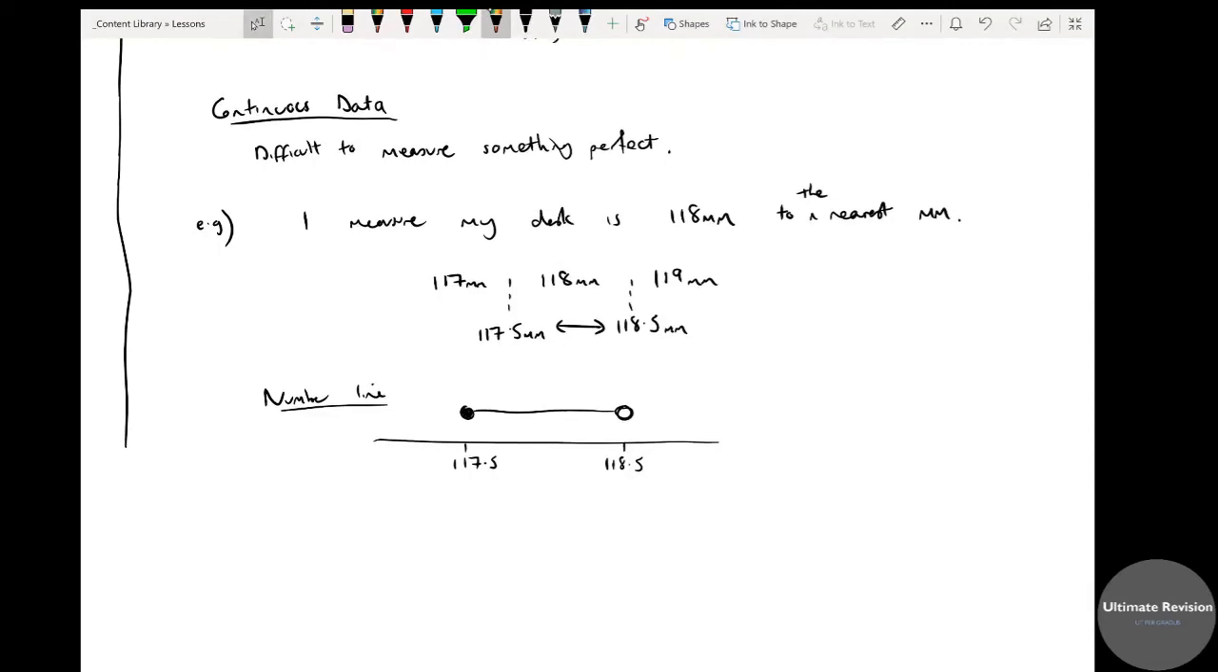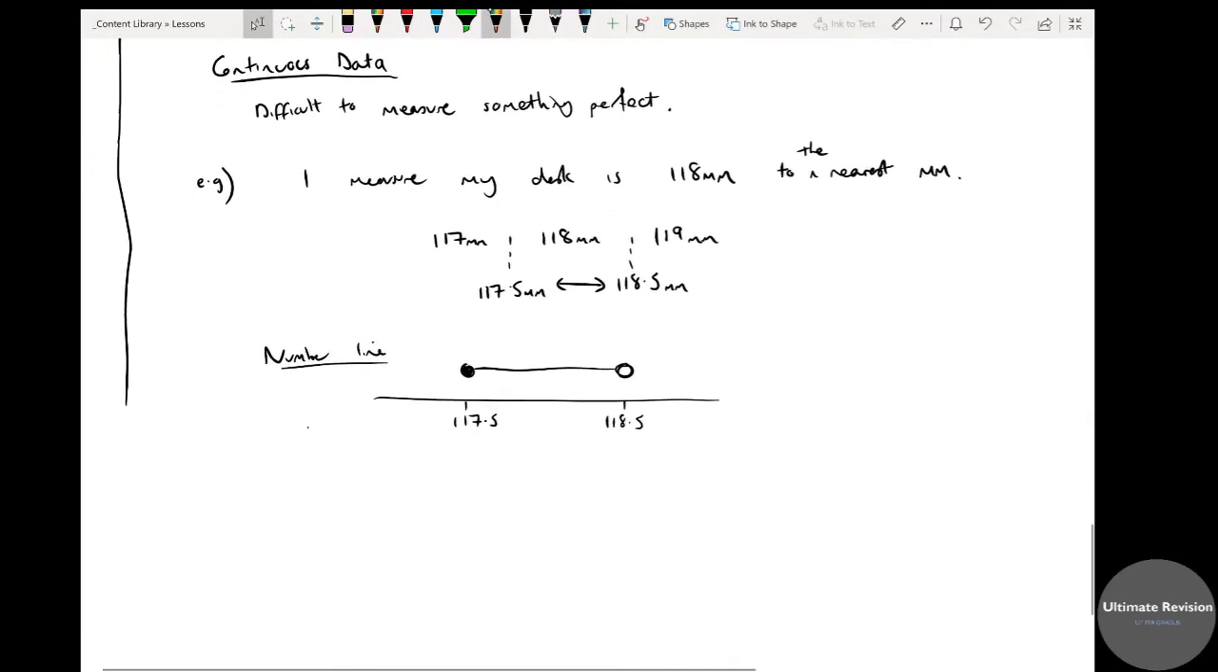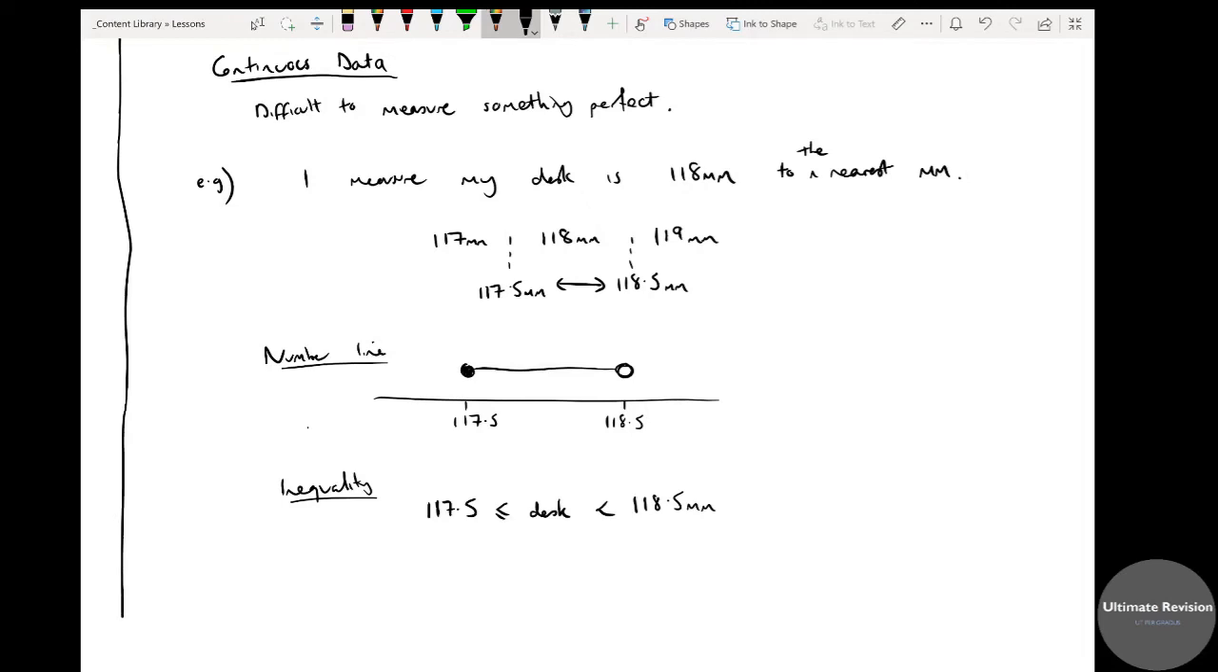So you can write it as a number line, or you can write this as an inequality. And as an inequality, let's put the desk in the middle. Now the desk is either less than 118.5 millimeters, or it is greater than 117.5. In reality, the true measurement of that desk will lie somewhere between 117.5 and 118.5. Okay, so that's your first example.